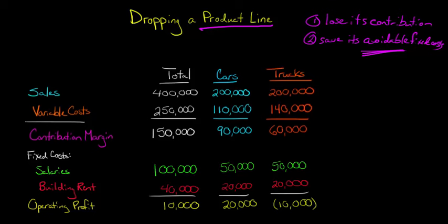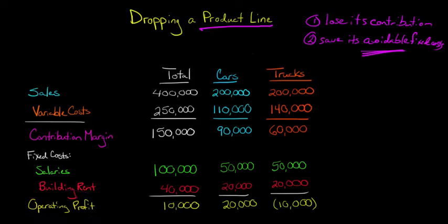So I've got the totals over here. This is for the entire firm. We've got the sales. We take out the variable cost. That gives us our contribution margin. And then we've got some fixed costs. The fixed costs are salaries, and then the rent on the building. There's just one building here that both the cars and trucks are produced in, and then that gives us our operating profit.